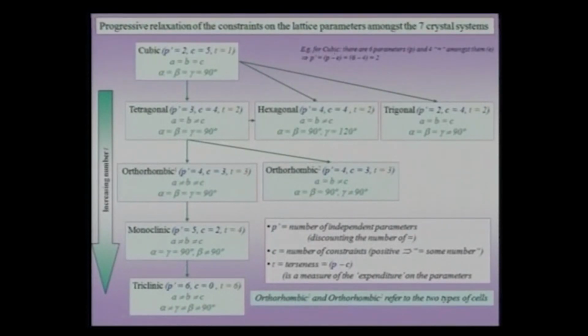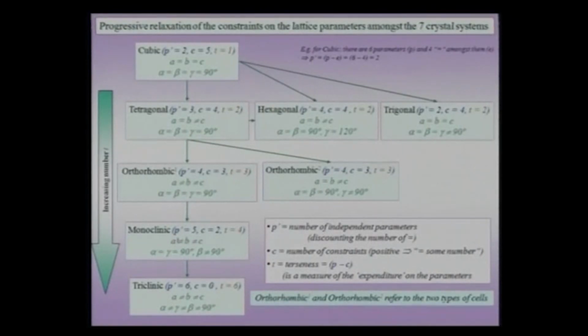For the cubic case there are 6 parameters P, and there are 4 equalities among them. Therefore the terseness value, P prime, is P minus C, which is 6 minus 4, which is 2. And with 5 constraints, my terseness would be 6 minus 5, which is equal to 1. That means if my expenditure on independent parameters is less, then higher is that kind of unit cell in this hierarchy.